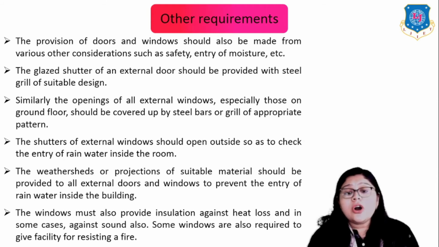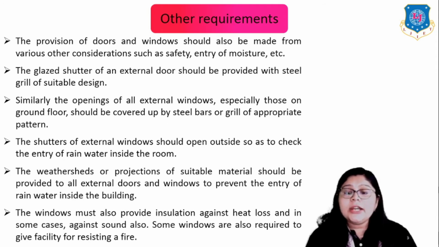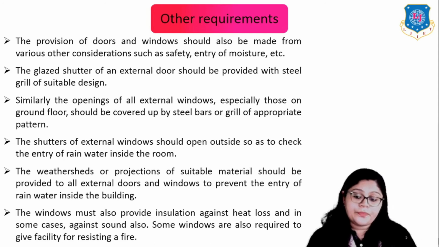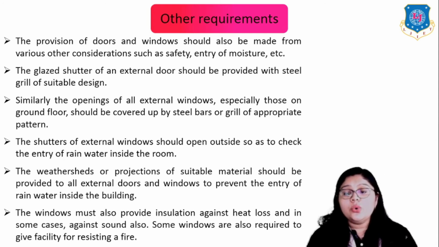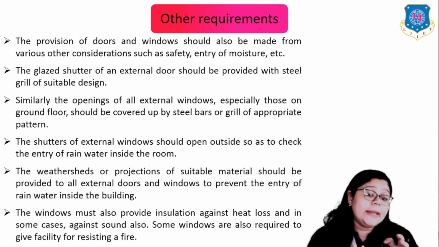Similarly, the openings of all external windows, especially those on the ground floor, should be covered up by steel bars or grill of appropriate pattern. The shutters of external windows should open outside so as to check the entry of rainwater inside the room. Weather shades or projections of suitable material should be provided to all external doors and windows to prevent the entry of rainwater inside the building.